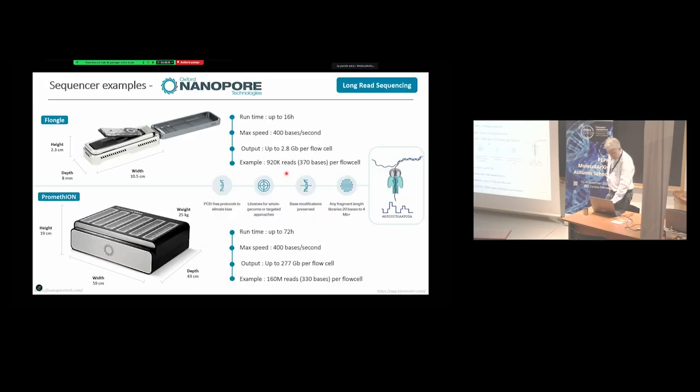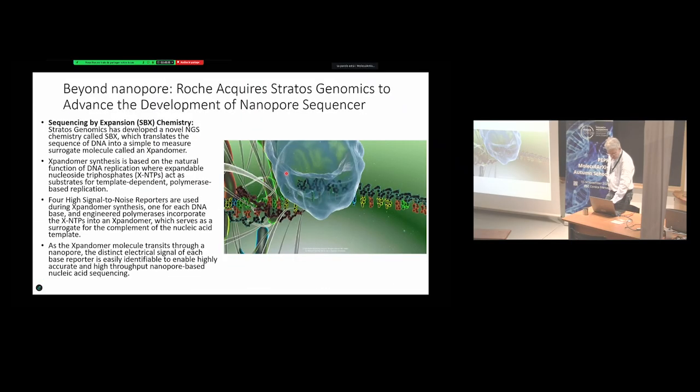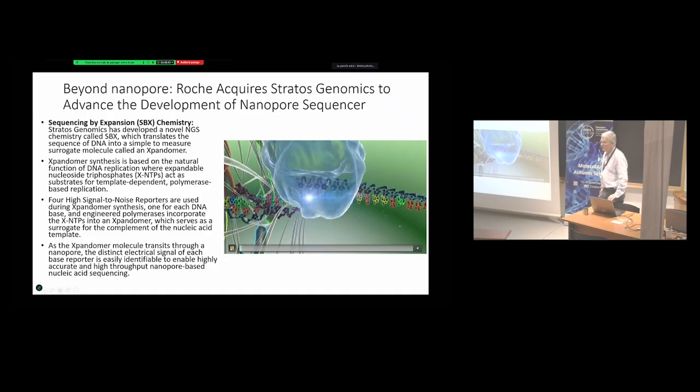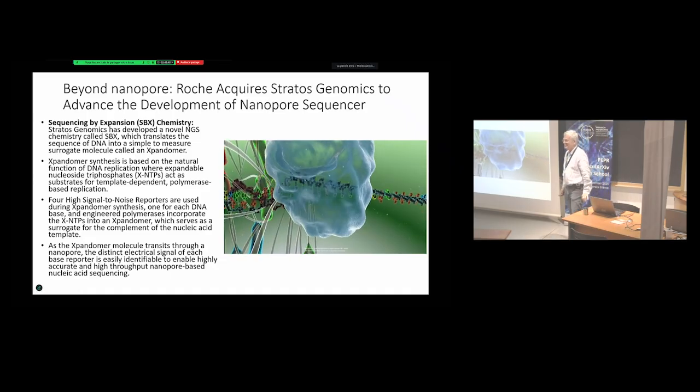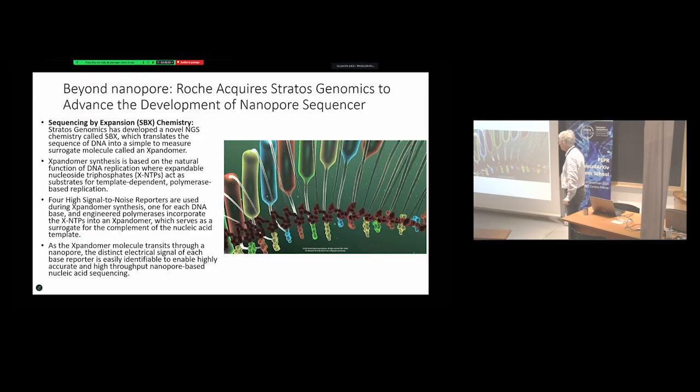I wanted just to finish with, beside nanopore, Roche is coming back, and they have acquired a company that is called Stratos. So I don't know about the quality of the output, but the quality of the imaging is quite amazing when Roche is doing something.